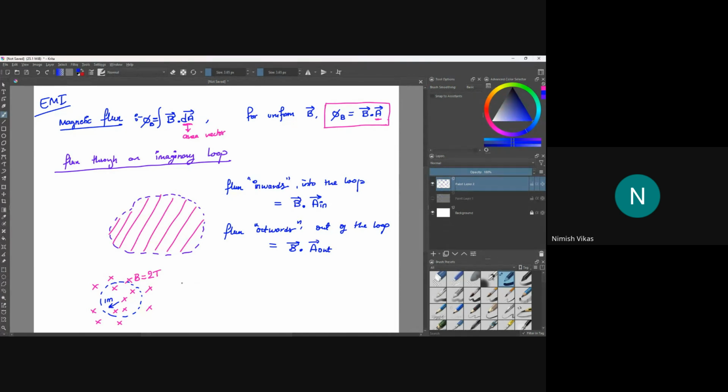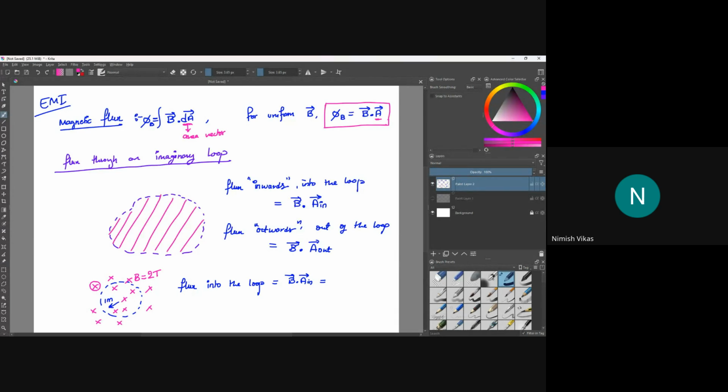The question is: find the flux into the loop. So I'll do B dot A into the loop. The magnetic field is 2 Tesla and the direction is inwards. How do I know the magnetic field is inwards? Because there is a cross sign here. Cross means inwards, into the plane.